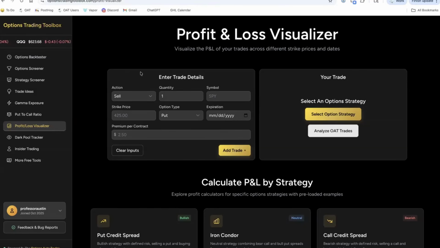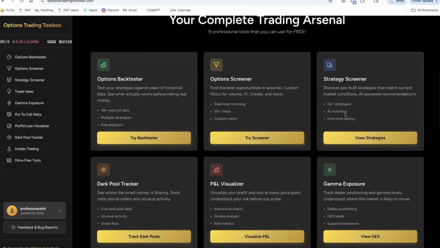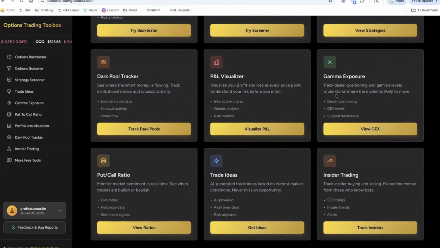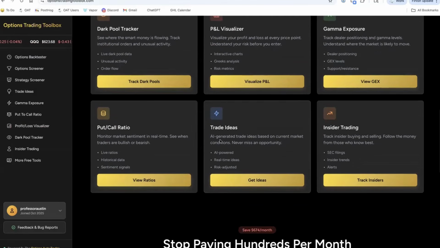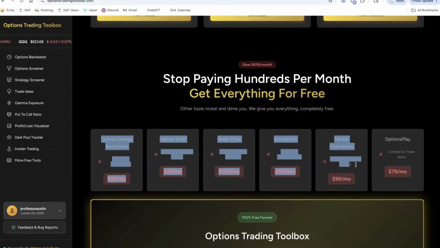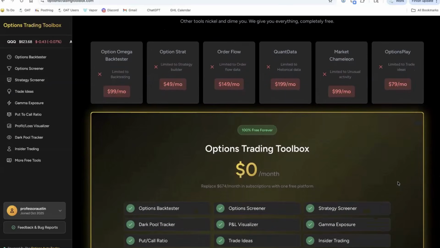All right, guys, looks like that is all the questions that we had mainly about the features and tools, which is awesome. Just a recap. This is your all-in-one options trading toolbox with a back tester, a screener, a strategy screener, dark pool tracker, options calculator, gamma exposure, trend ideas, insider trading, put to call ratio, all this stuff that's replacing a ton of tools and more for literally free. Now, the limits I put on this are very generous, but also help me not spend way too much money. I'm already spending multiple thousands a month for this to run for you guys.